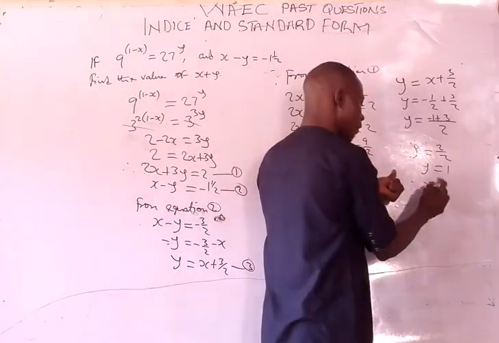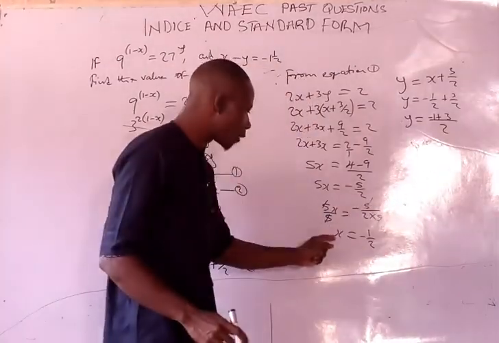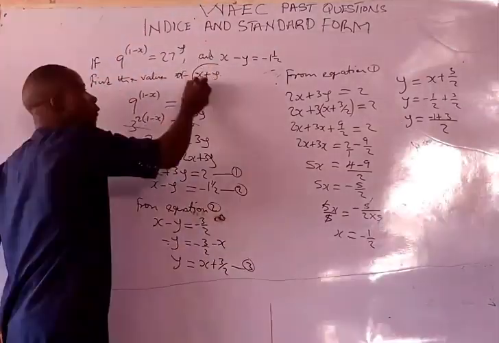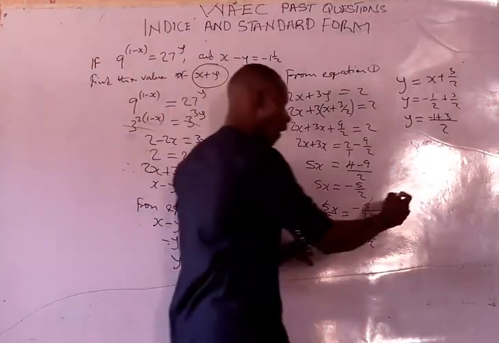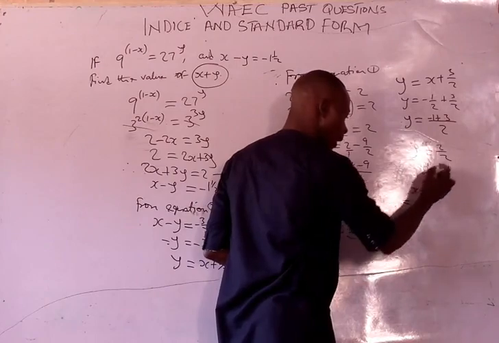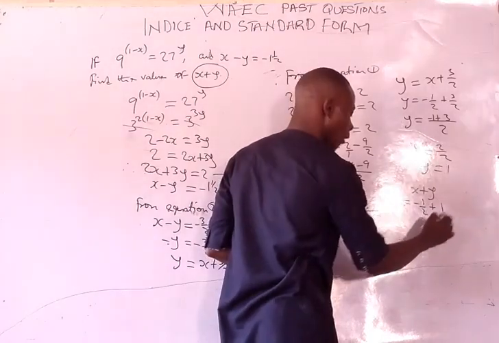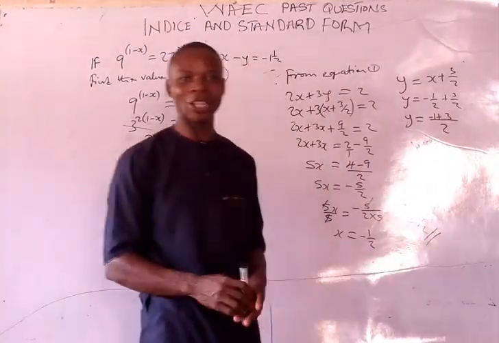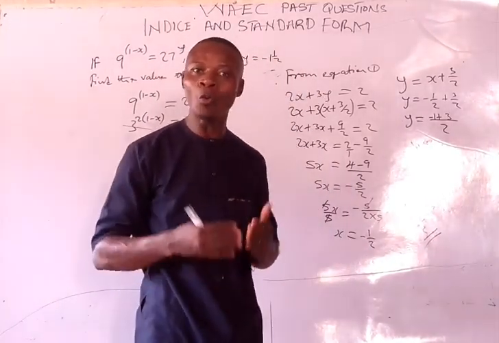Therefore we have the value of y equals 1, and the value of x equals minus 1 over 2. But recall the question asks us to calculate the value of x plus y. So x plus y is equivalent to our x, minus 1 over 2, plus our y, which is 1. Definitely this will be 1 over 2. When you add half to 1, the answer will be plus half. So this is how we solve this.